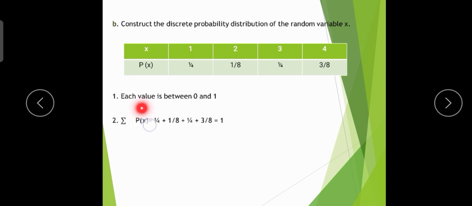So, number 1, each value is between 0 and 1. Approved. Why? Because naka-proper fraction siya. 1 over 4, 1 over 8, 1 over 4, and 3 over 8. That is the proper fraction. So, sa number 2, we all know na i-add lang natin siya at dapat mag-resolve siya sa 1. So, summation of probability of x equals to 1 over 4, and then 1 over 8 plus 1 over 4 plus 3 over 8. I-calculate nyo lang siya, tapos magre-resolve siya sa 1.